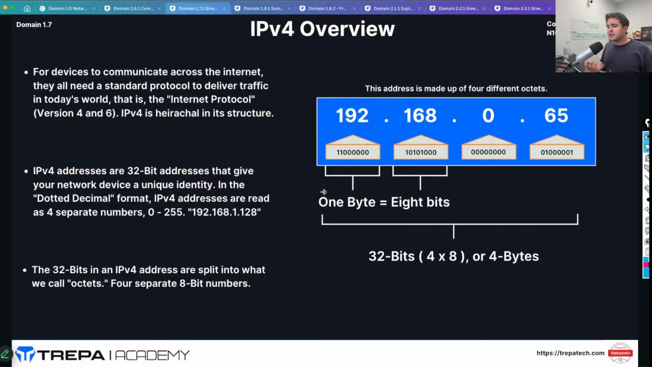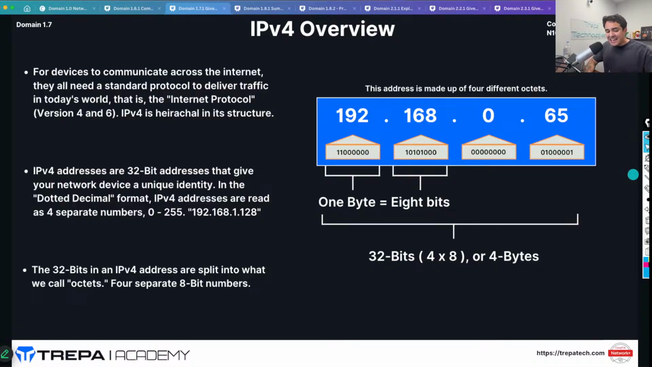So for devices to communicate across the internet, they all need a standard protocol to deliver traffic. In today's world, that is the Internet Protocol. IPv4 is also going to be hierarchical in its nature and its structure, which we'll get into. So IPv4 addresses at the machine language, the computer language, are going to be 32 bits. So what is a bit? A bit is a 1 or 0, and that is binary, right?